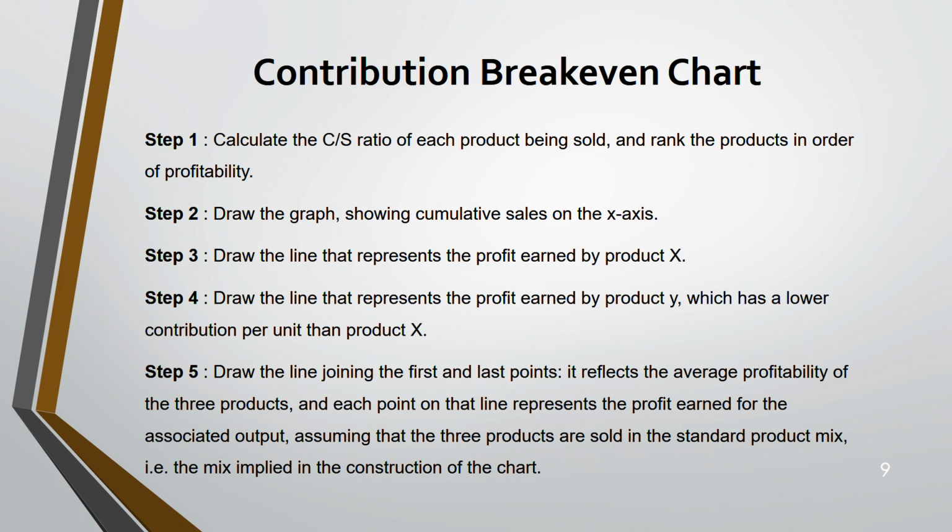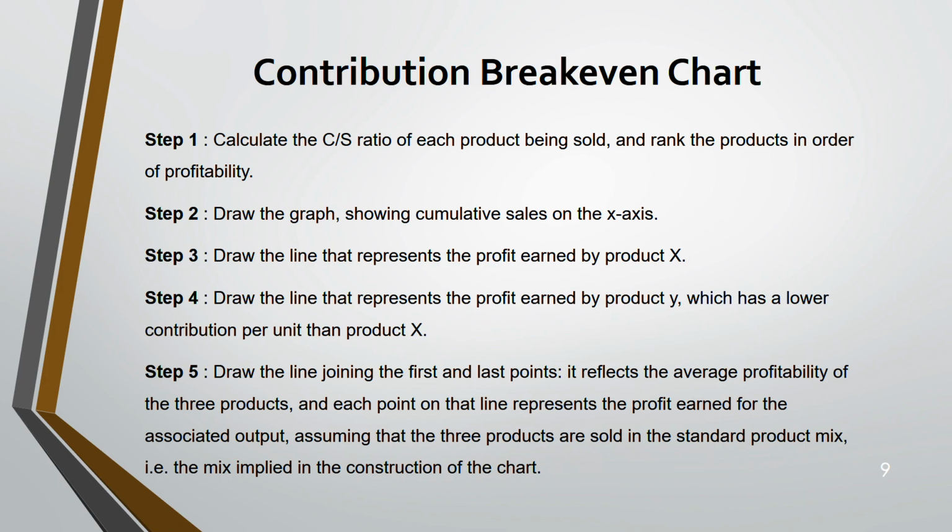And when you join, it reflects the average profitability of the 3 products. There are 3 products on that graph. And each point on the line means profit from that output. Assuming that these products are sold in the standard product mix, we are assuming they are having the same sales price, by the way, okay? Because if they're having different sales prices, you can't use the chart.